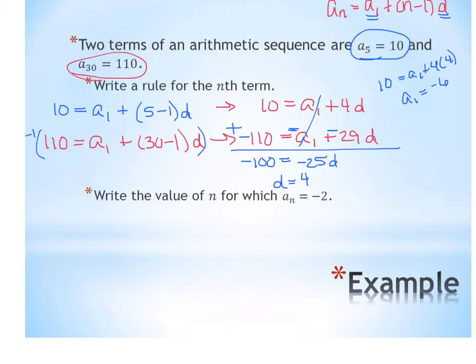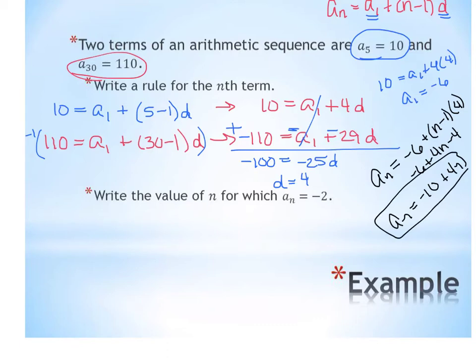So my rule has to be a sub n equals a sub 1 plus n minus 1 times 4, which is negative 6 plus 4n minus 4. A sub n equals negative 10 plus 4n. That is my rule. I like how my n's don't look like n's. Sorry. Okay, so now that I have a rule, one more time: I had to do two equations because I had two unknowns, and that's how you solve for two unknowns.